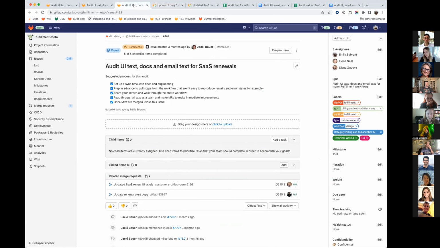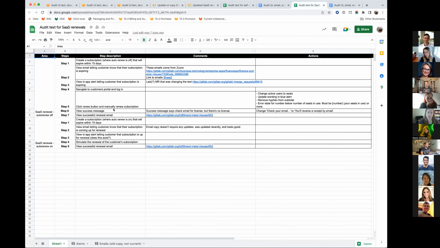With our second one, for SaaS renewals, we had a much better system down. We'd already gone through and created the different steps. Going into that second sync meeting, the engineer had already set up subscriptions that were ready to renew. So we saved a lot of time during that sync meeting, and we were able to get right into actually auditing the copy.